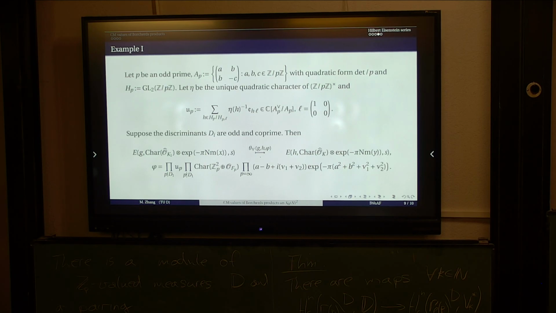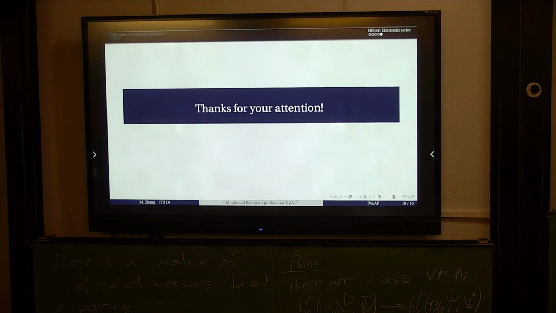Such an explicit realization enables us to know the D1, D2 part of the CM values of Borcherds products, and leads to the condition of D1, D2 being sufficiently large in our main theorem. So, yeah, thanks for your attention.